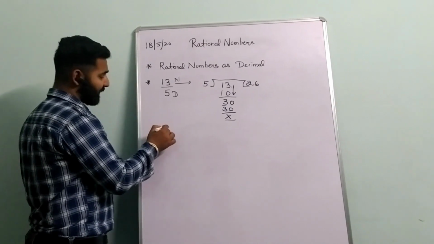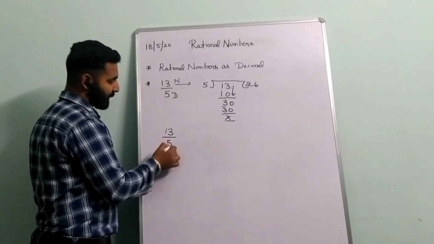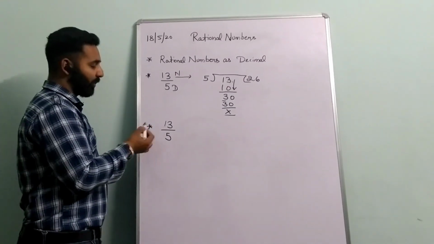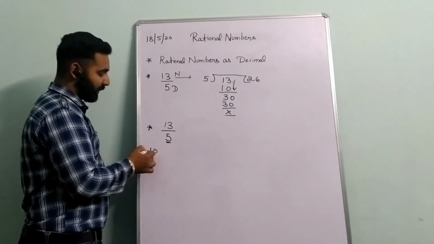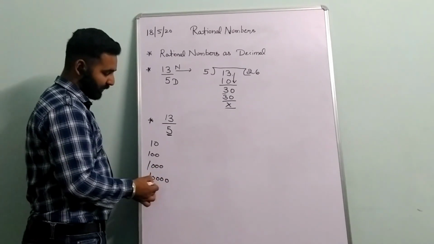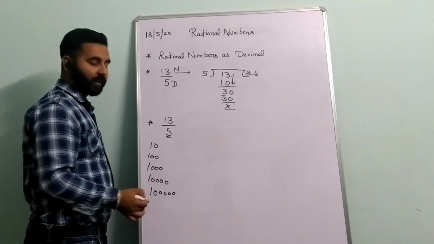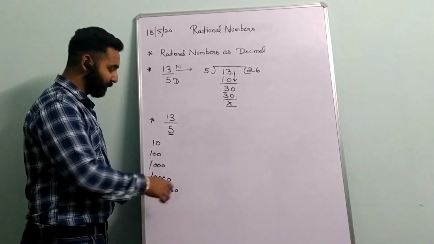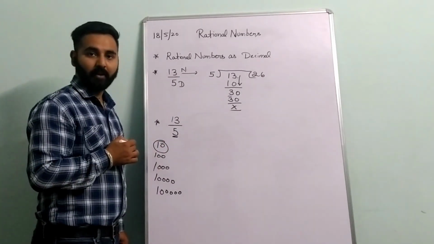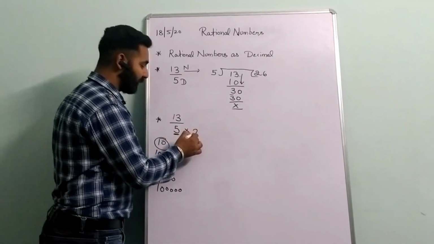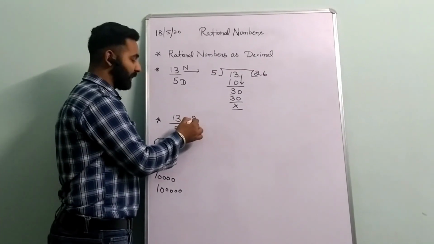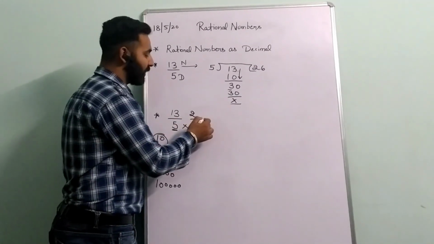Now have a look at the second method. Same example, I am taking 13 upon 5. In this method I will try to make the denominator 10, 100, 1000, 10,000, lakh, whichever is near and possible among all these. So 5 I am having, I can easily make it 10. I just have to multiply it by 2. But the rule of math says if you are multiplying the denominator, then you have to multiply the numerator also to get the same value.